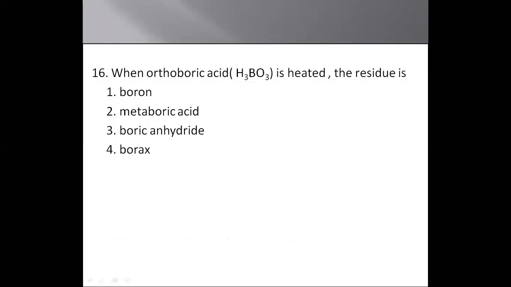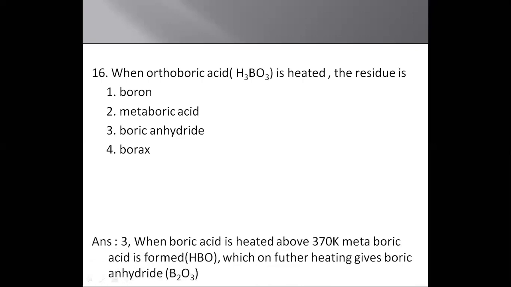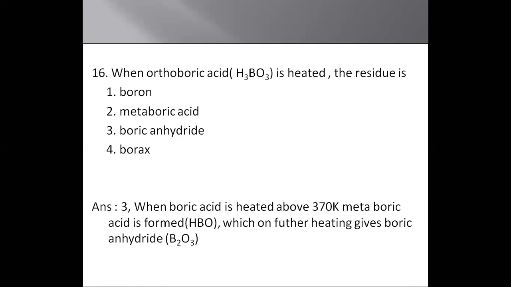Next question, the 16th one. When orthoboric acid is heated, the residue is. This also we have discussed. When orthoboric acid is heated above 370 Kelvin, first what is formed? Metaboric acid. Then what is formed? Boric anhydride. So the final residue you are getting is boric anhydride. That is the third option. So when boric acid is heated above 370, metaboric acid is formed, which on further heating gives boric anhydride. This is one of the reactions of boric acid.